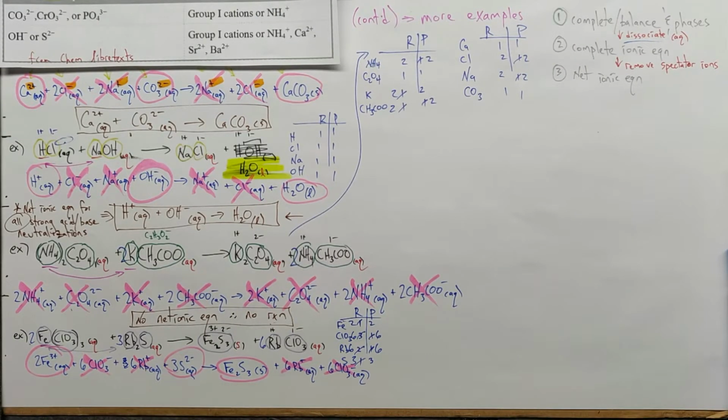So my actual reaction must have the Fe3+, and the 3 sulfides, and that's giving us Fe2S3 solid. All right, that is the actual equation taking place. Everything else is just ions, spectator ions, to balance charge.